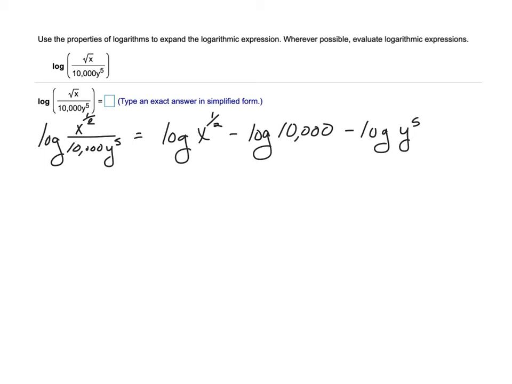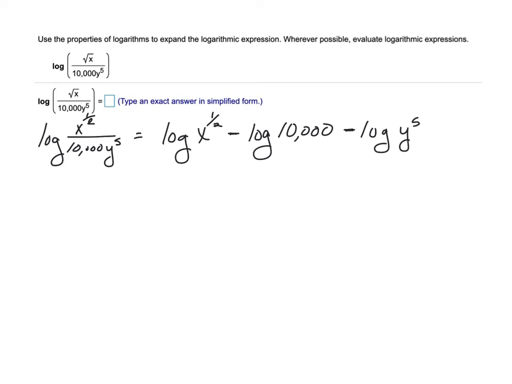So once again, what I like to think about is, if I have a term in the numerator, I'm going to add between the terms when I split them up into logs. But for every term that's in the denominator, it's like you're dividing each term out, which means you need to subtract each one. Okay, so I subtracted the log of 10,000 and I subtracted the log of y to the 5th. From there we can continue on with the problem, but that might help with getting it expanded.